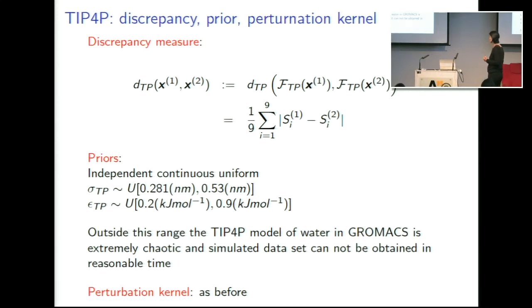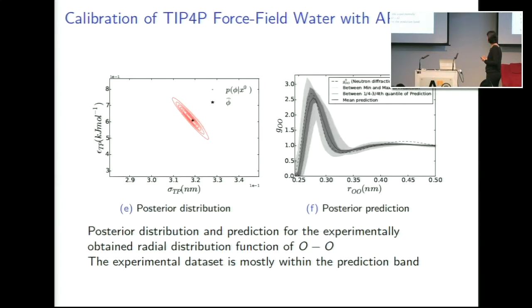Again, we have uniform priors. We use the same perturbation kernel as before. You don't need to think about the perturbation kernel. It's basically taken care of by the ABC Pi procedure. GROMACS is used to do the forward simulation. And here are the results on simulated data.